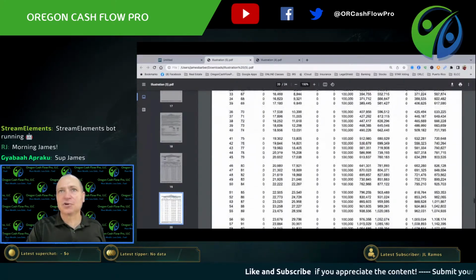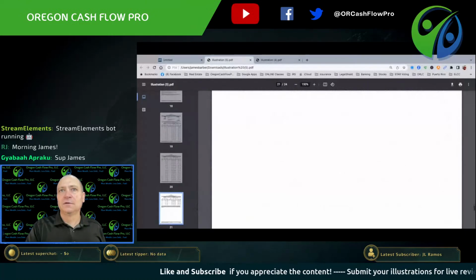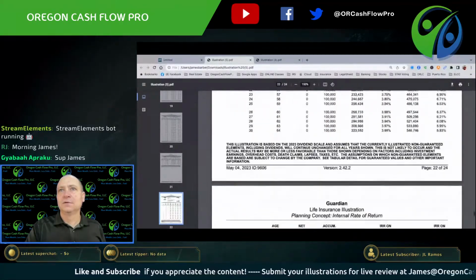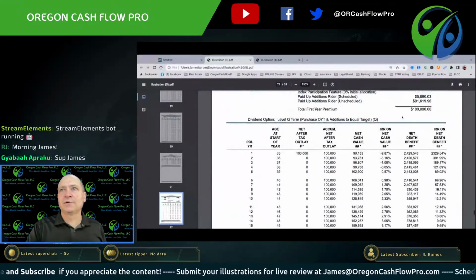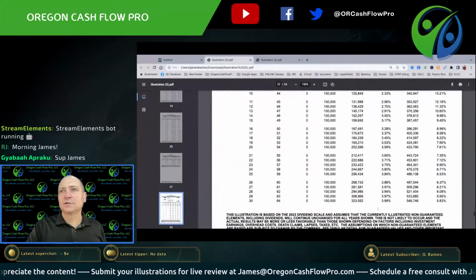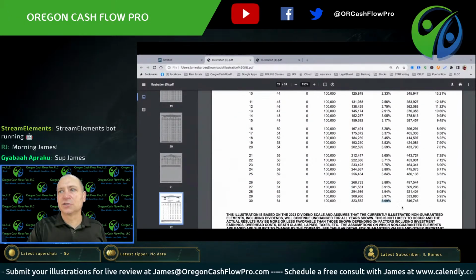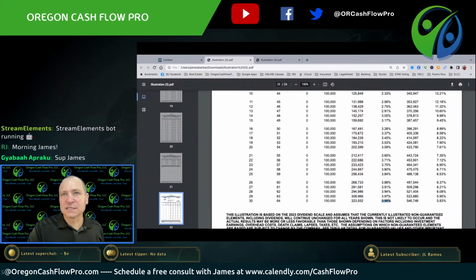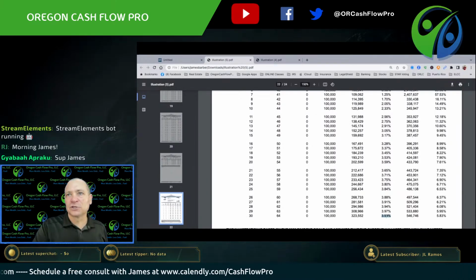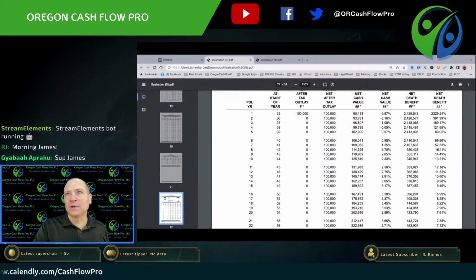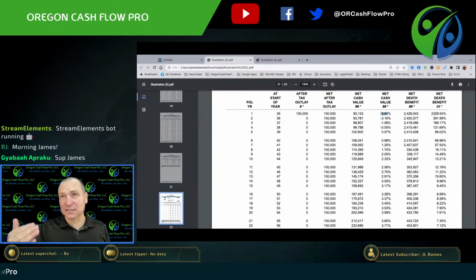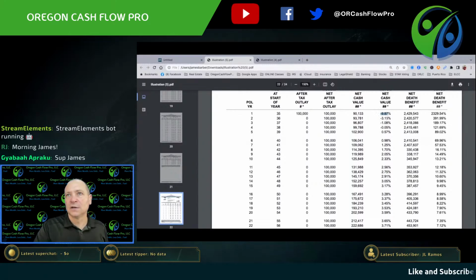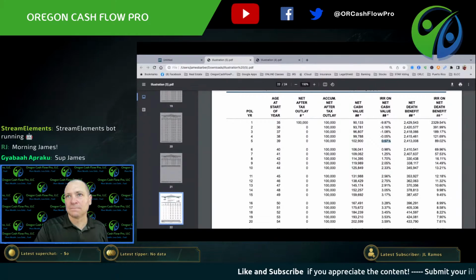Let's take a look at the internal rate of return. So here's our internal rate of return. At 30 years, we're at almost 4% internal rate of return on that cash value. What the internal rate of return means is that is the average rate of return every year in the policy. So when you look early on, we have a negative rate of return. That's because there's expenses and we haven't hit our break even. Once we pass our break even, we have a positive internal rate of return.